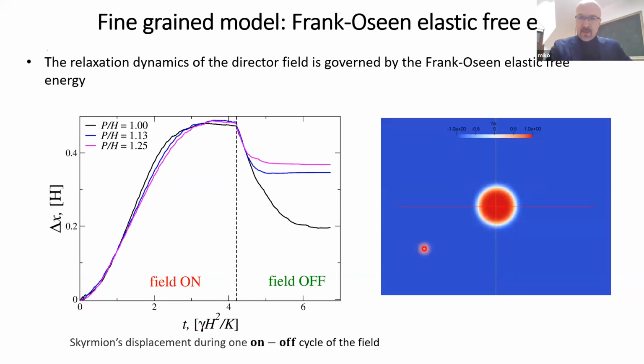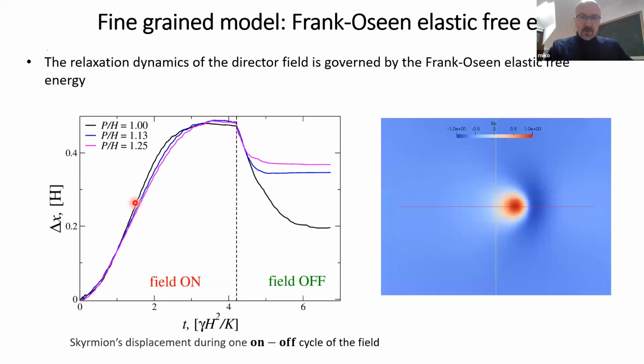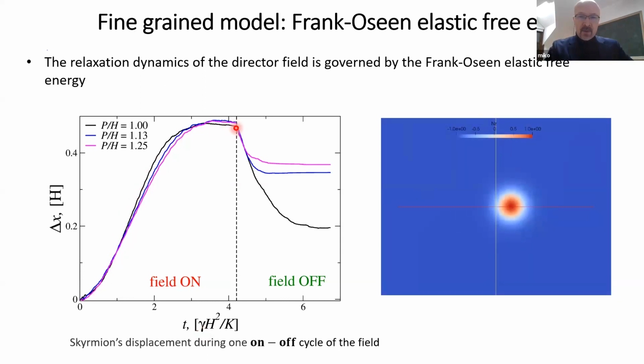So now I will start playing this video, and this displacement corresponds to moving upwards on the field-on branch. And then when we completely relax, we turn the field off, and the skyrmion returns slightly back. However, there is an offset. There is a net displacement during one on and off cycle of the field. But it is important to realize that we allow the skyrmion to completely relax. So we reach a stationary equilibrium steady state, and then we turn the field off and the skyrmion relaxes back.